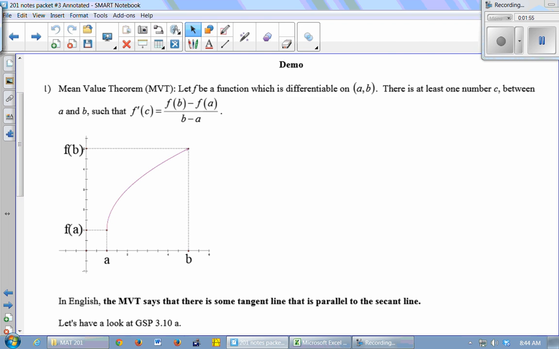All right, so the mean value theorem says if f is a function that is differentiable on a, b, that means you can take its derivative from the x value a until the x value b. There's no corner points, there's no holes, there's no discontinuities. It's just nice and smooth and continuous. So if f is differentiable on a, b, there's at least one number c between a and b so that f prime of c is equal to f of b minus f of a over b minus a.